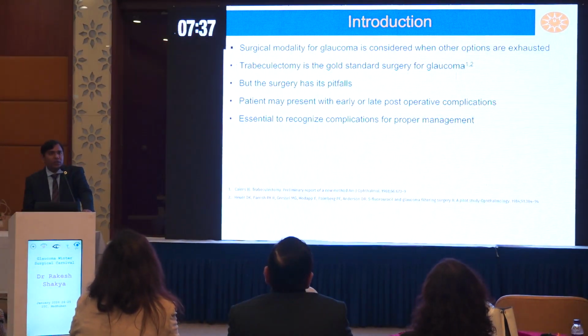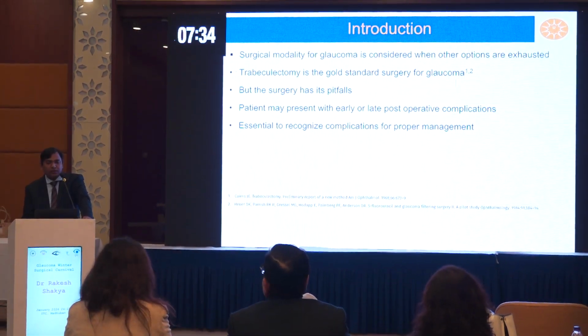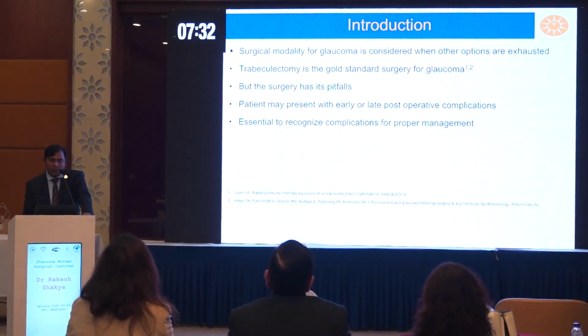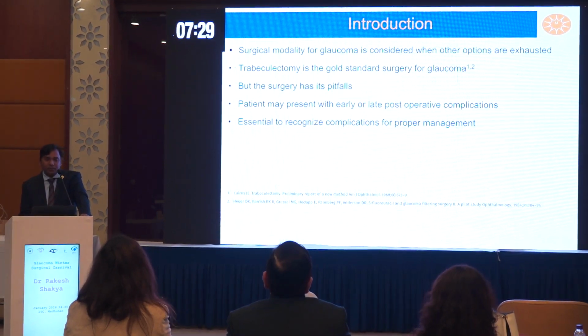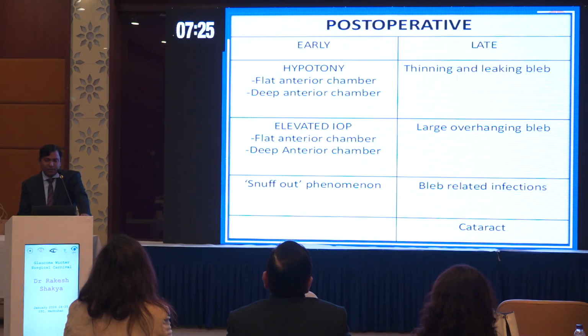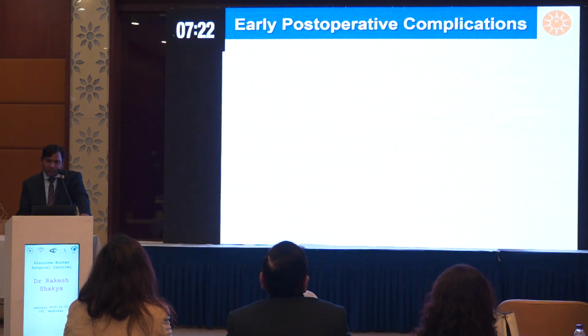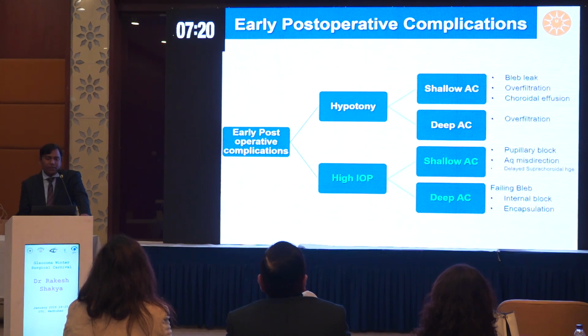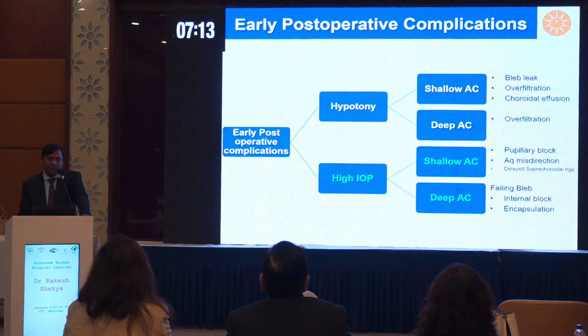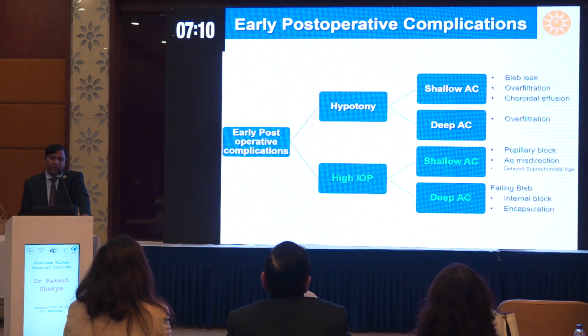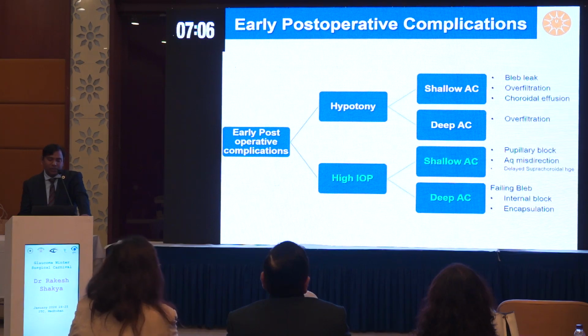As you know, trabeculectomy is a very good modality for advanced glaucoma, but it has some complication rate, so it requires very close attention after the surgery. So these are the list of the complications. In the early cases, you can find bleb leak, overfiltration, or choroidal effusion when you find a very shallow AC. And if the patient comes with a high IOP, it is associated with pupillary block, aqueous misdirection, and delayed suprachoroidal hemorrhage.